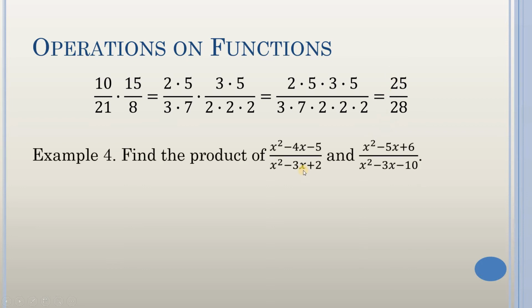Okay. Next, example number 4. Find the product of the expression. So we have x squared minus 4x minus 5 all over x squared minus 3x plus 2, and x squared minus 5x plus 6 all over x squared minus 3x minus 10. Okay?